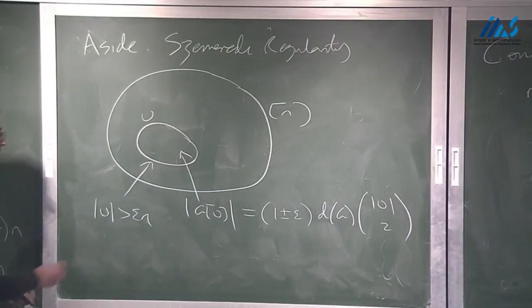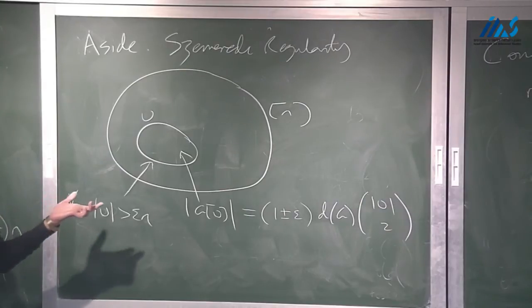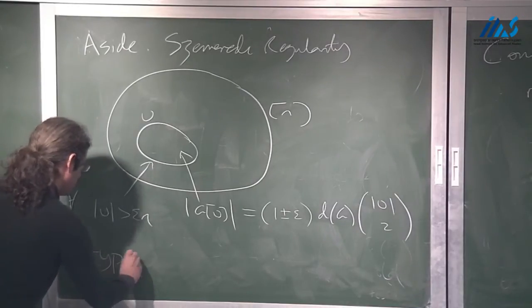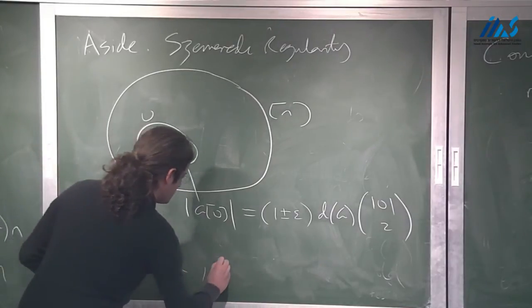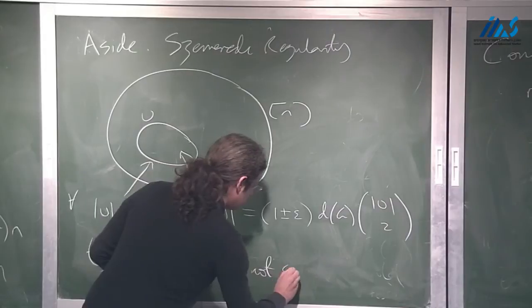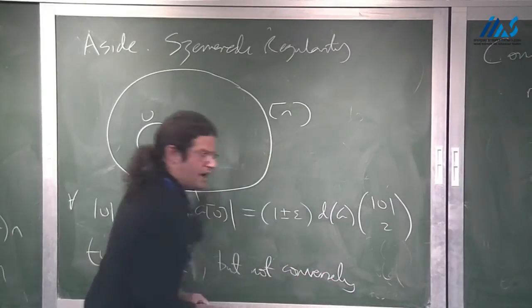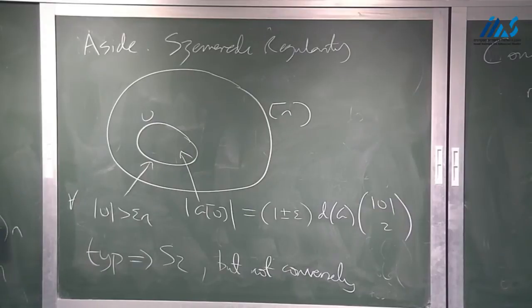So this would be another property that holds with high probability in a random graph. Typicality implies Szemerédi regularity with some choice of C and epsilon, but not conversely. Essentially, the problem is this is not a local condition. From this condition on sets, you can't really say anything about an individual vertex or pair. This will hold for most vertices and pairs, but you can't guarantee it for everyone.